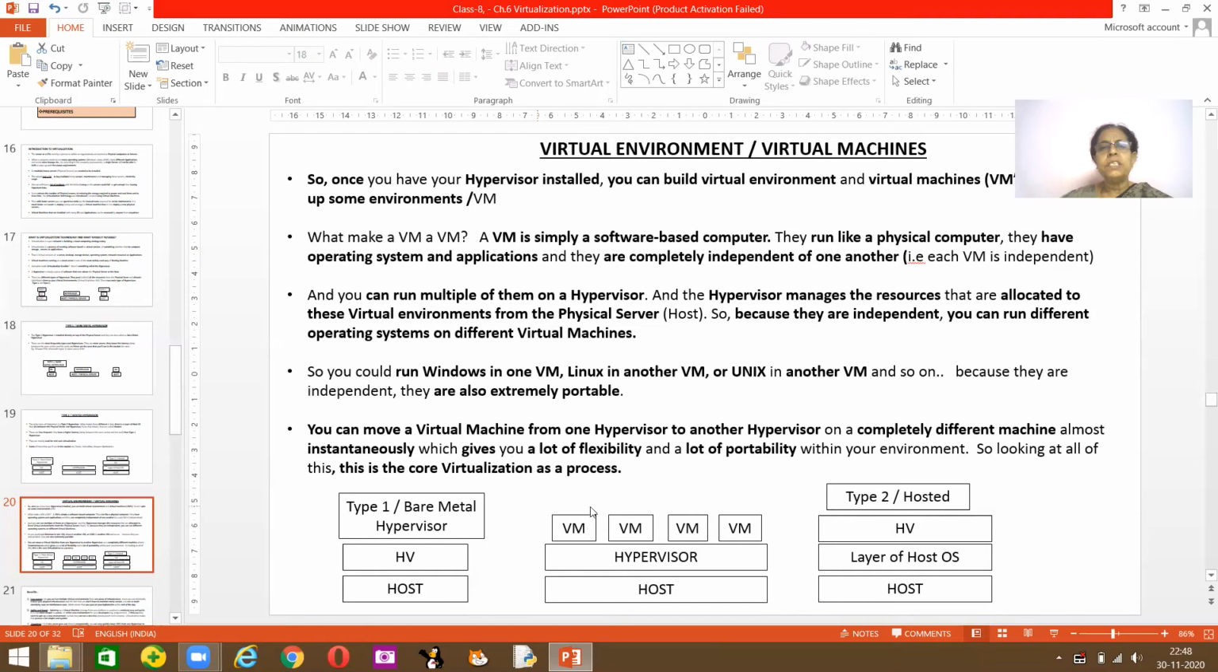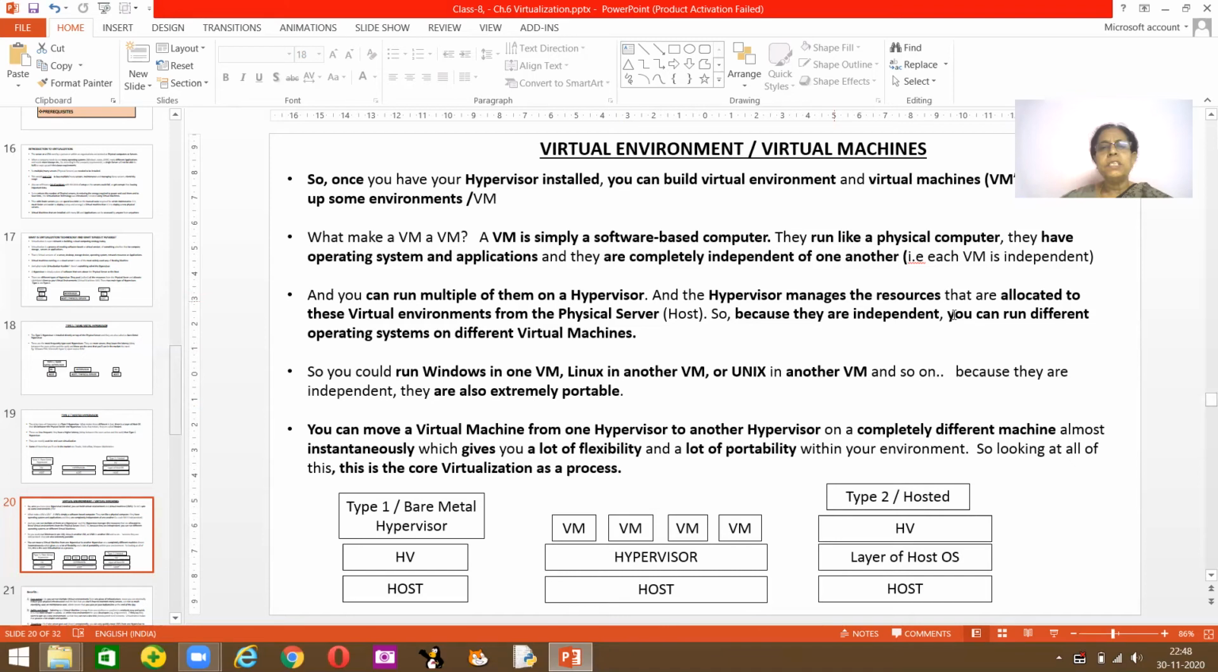So if on this you might have Windows, on this you'll have Macintosh, and this Unix, different operating systems will be on different types of virtual machine. So you can run multiple of them in a hypervisor. One hypervisor has so many virtual machines. Like that, there are so many hypervisors, and the hypervisor manages the resources that are allocated. So what the hypervisor does, it starts allocating, means collecting all the information, and then sends it to the virtual environment or these virtual machines.